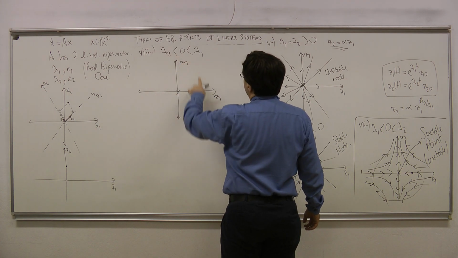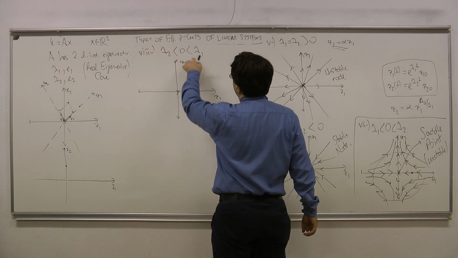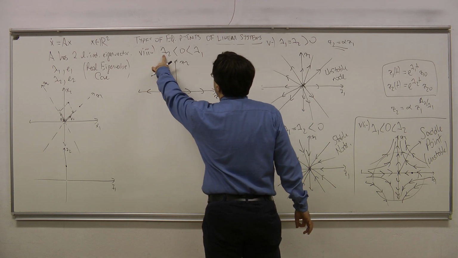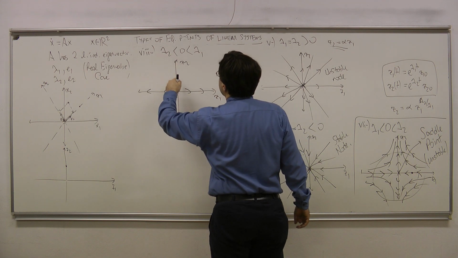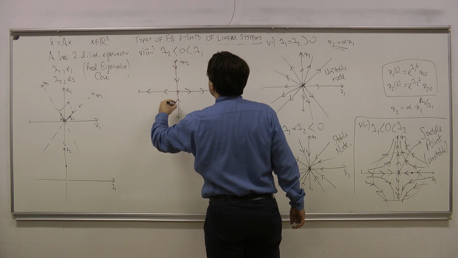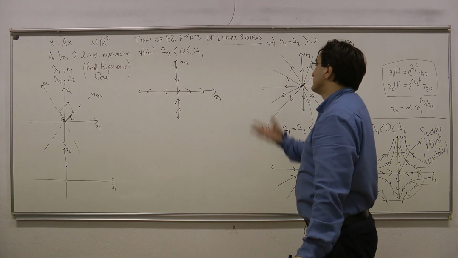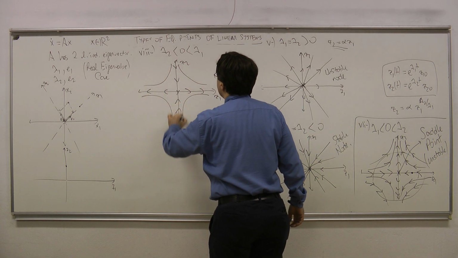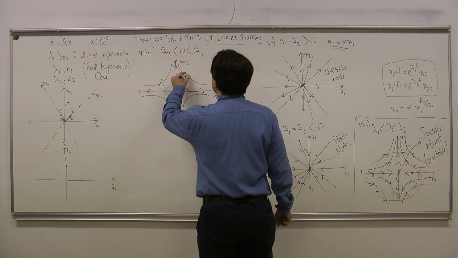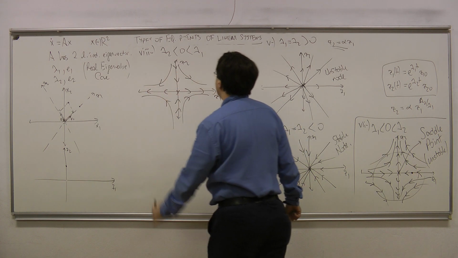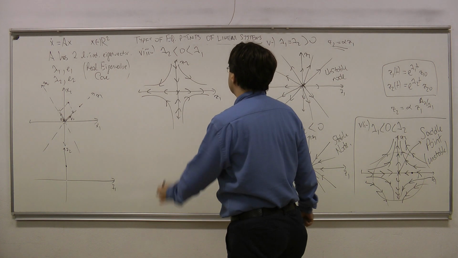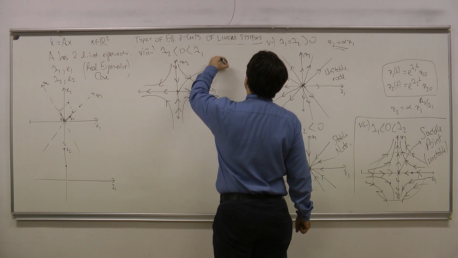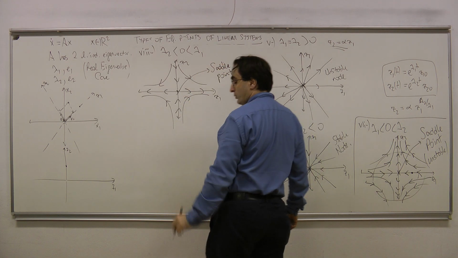And the motion on Z1, because lambda 1 is positive, is going to be away from the equilibrium point. Motion on the Z2 axis would be converging towards the equilibrium point, and the trajectories would look similar to this. And if I put the directions here using these axes, I would put them like this. And this is again a saddle point, and of course it's unstable.